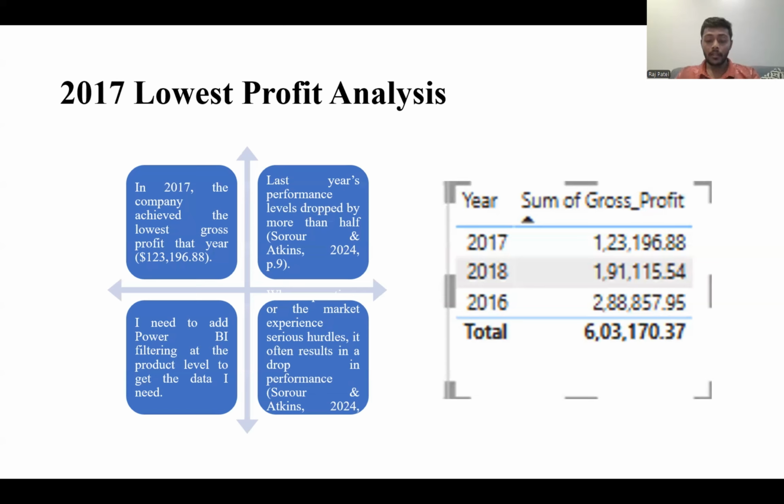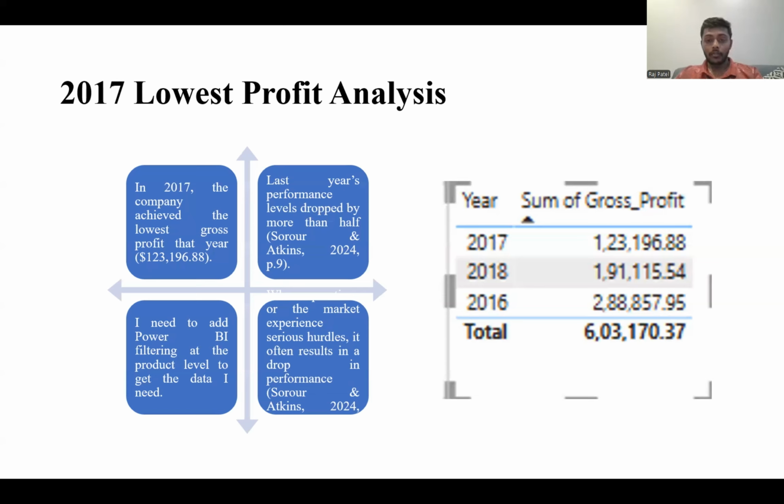Overall, 2017 is a red flag and a reminder of how important it is to constantly monitor and analyze performance, not just at the top line but also in detail.